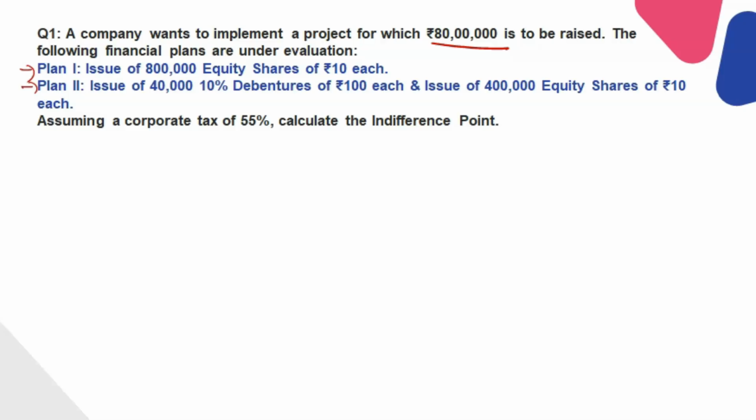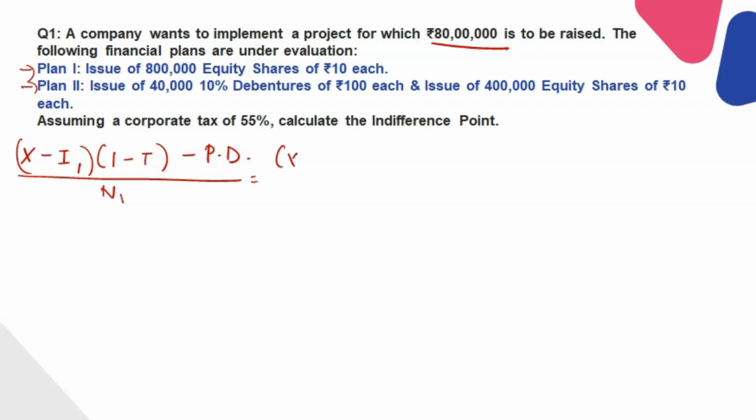So first let's write the equation, then it will be easy for us to solve. X minus I1, then 1 minus T, then minus PD, the preference dividend, divided by N1, equals X minus I2, 1 minus T, minus PD, divided by N2. Like this we have to take.